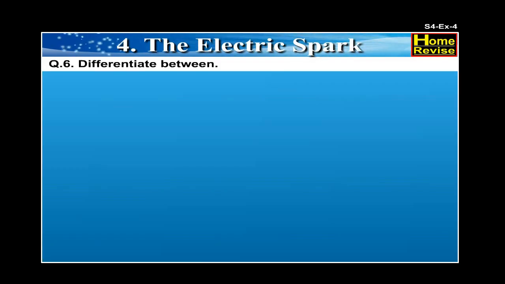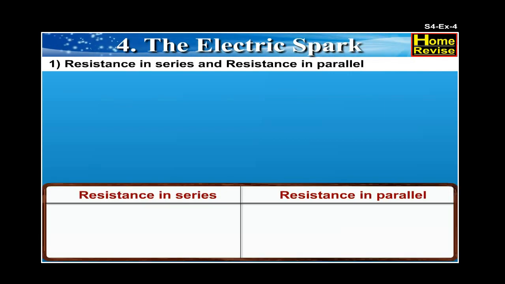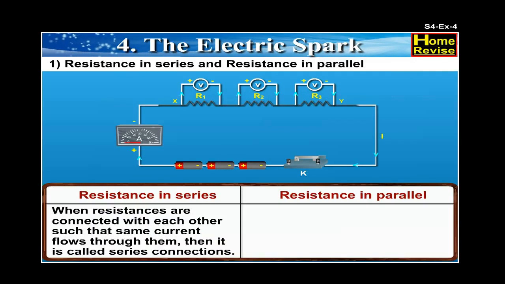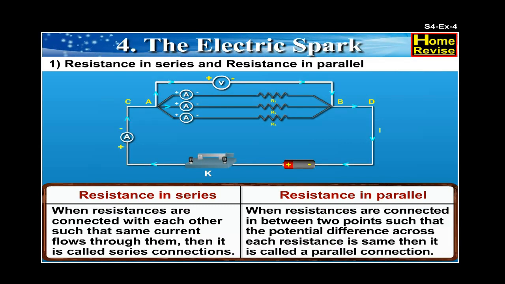Question 6. Differentiate between. First, resistance in series and parallel. Answer. When resistances are connected with each other such that the same current flows through them, then it is called a series connection. While when resistances are connected between 2 points, such that the potential difference across each resistance is the same, then it is called a parallel connection.